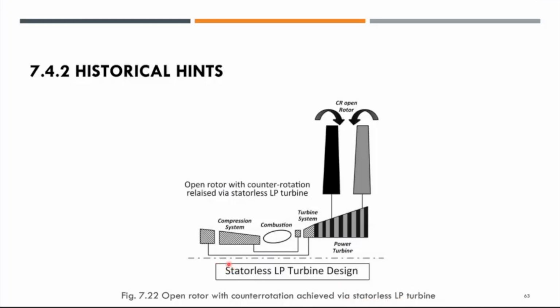So you can have an arrangement where the turbine system, this open rotor with counter rotation relays via statorless low pressure turbine. Okay, you have the compressor stage over here, connected to the turbine system, the high pressure compressor connected to the high pressure turbine, and this is the power turbine, which is actually a free power turbine. This is a counter rotation open rotor outside of the engine, outside of the nacelle. It is basically one rotating clockwise, the other rotating anti-clockwise arrangement.